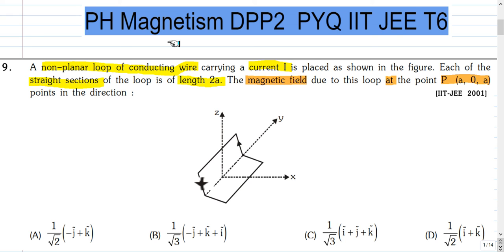In this video, I will discuss some magnetism problems from previous year's question papers of IIT-JEE. This is the first question. A non-planar loop of conducting wire carrying a current I is placed as shown in the figure. Each of the straight sections of the loop is of length 2a. The magnetic field due to this loop at point P, (a, 0, a), points in the direction. 4 options are given. You can pause and attempt this question.